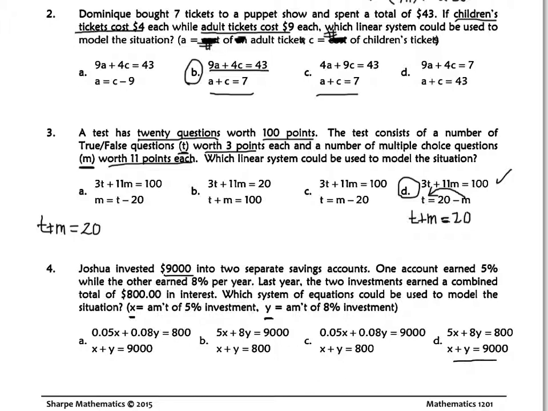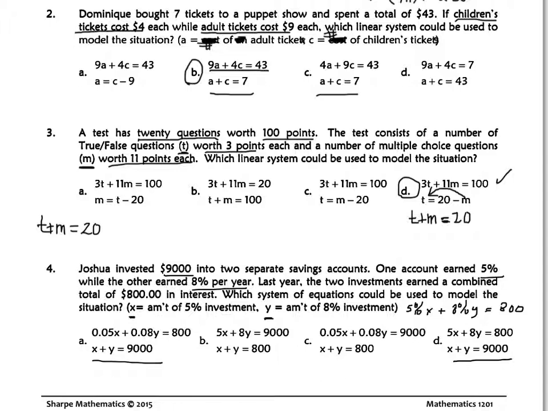So that would be D or A here. The other two don't have that equation, or anything that could be rearranged to get that. So we're down to the answer being either A or D. So now we check the rest of the information, and it says one account earned 5%, while the other earned 8%. And we know from our variable assignments that the 5% amount was X and the 8% amount was Y. So that would mean that we're looking for something that shows that 5% of X plus 8% of Y should add up to interest amounting to $800.